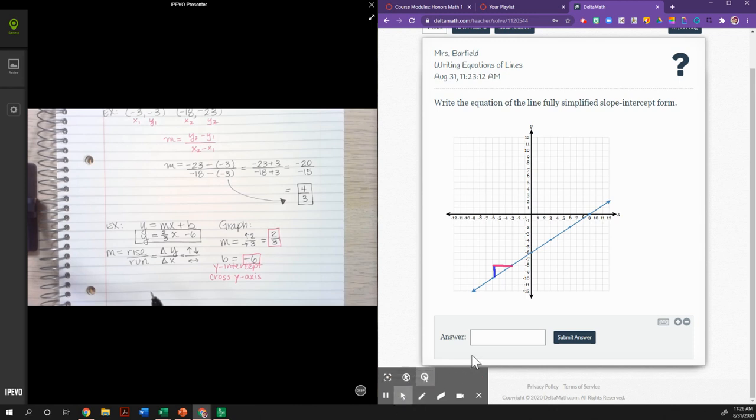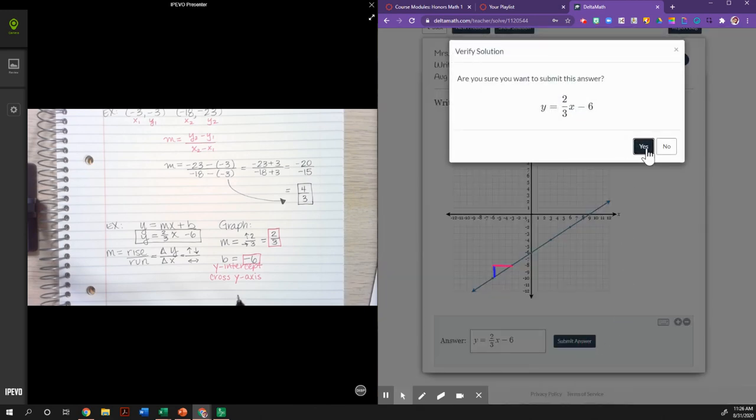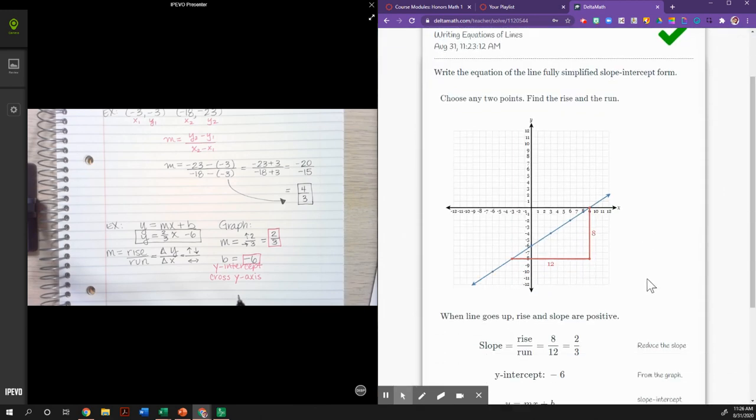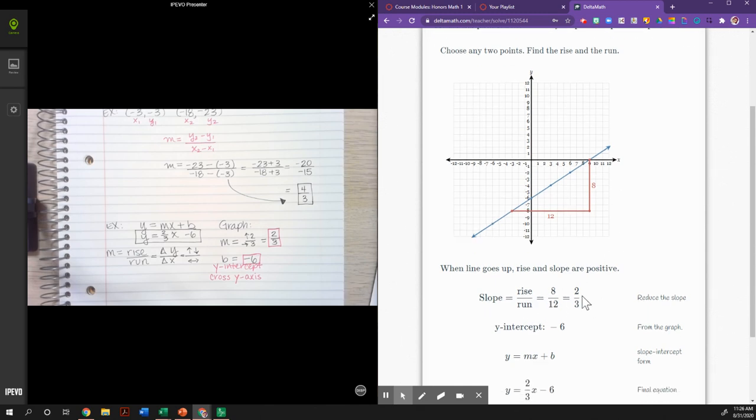Now, I wrote down a lot of stuff that you don't need to write down, okay? So just keep that in mind. So now if I go here, I write y equals 2 divided by 3 x. Notice I didn't put x next to the 3, and then minus 6. Submit my answer. Yes. There we go. Okay, so now look what he did. See how he went from one point to another point, but he got the same thing for his slope.